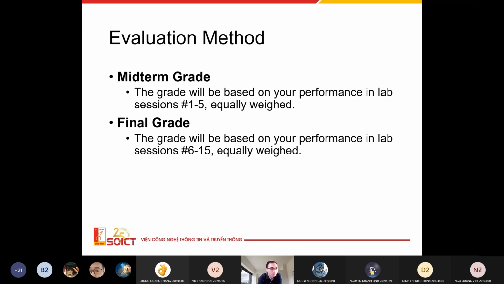Now I would like to talk about the evaluation method. You guys will have one midterm grade and one final grade. The midterm grade will be based on your performance in lab session number 1 to lab session number 5, and these lab sessions are equally weighted. Your final grade will be based on the performance in lab session number 6 to lab session number 15, and these lab sessions are equally weighted as well. Okay, so that is some information about this course.